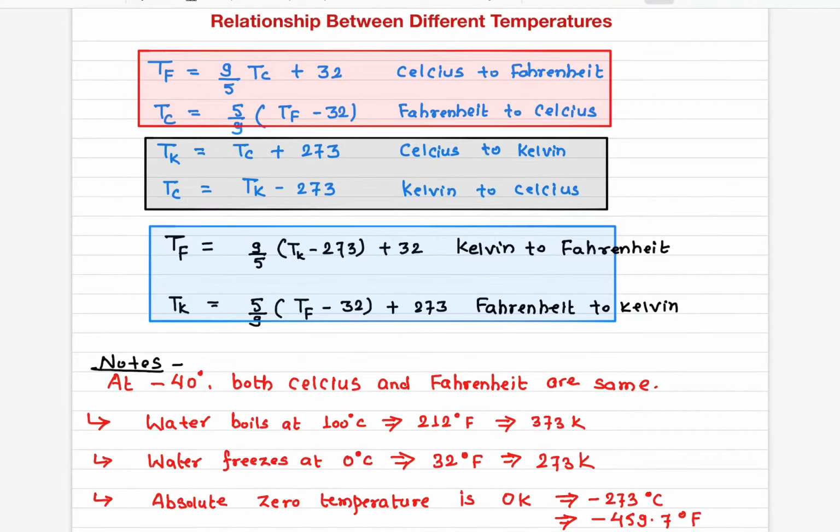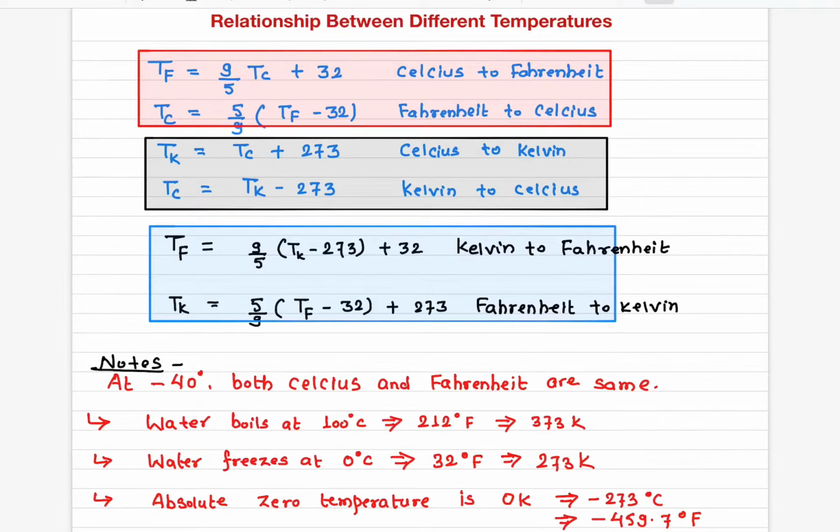Converting Celsius to Kelvin is pretty straightforward. You simply add 273 to the degree Celsius to get Kelvin. Also, I would like to mention that Fahrenheit and Celsius are expressed in degrees, but Kelvin is simply expressed in numbers. We say degree Fahrenheit and degree Celsius, but we do not say degree Kelvin, we simply say Kelvin.